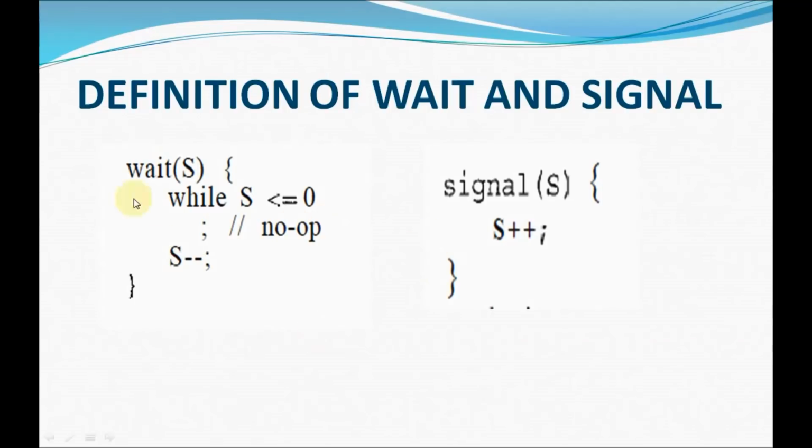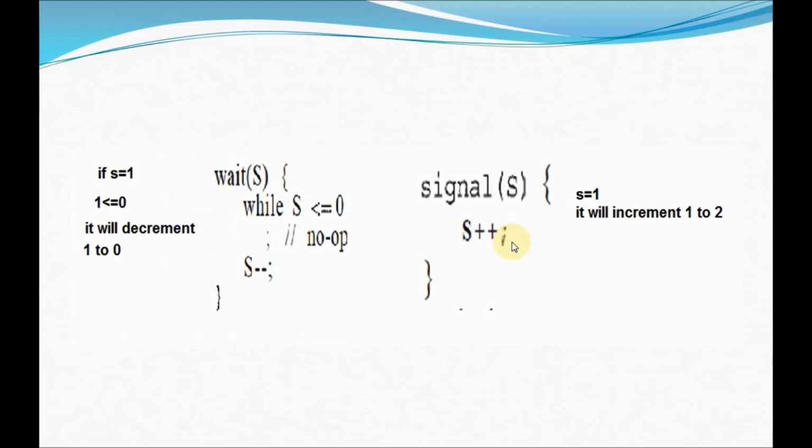So this is the definition of wait, and this is the definition of signal. It is very simple, I will explain this, no worries. In simple words, wait will decrement the Semaphore value, and signal will increment the Semaphore value. Very simple. So now we will see this.